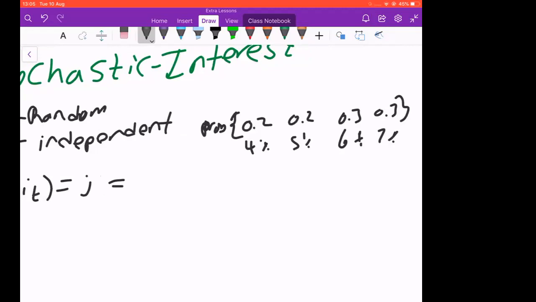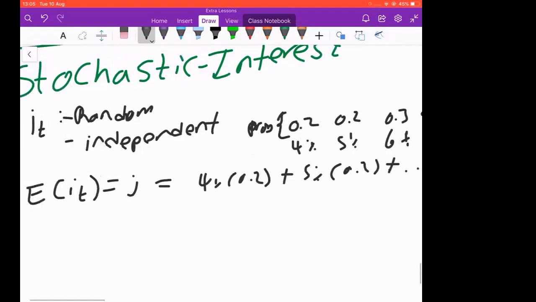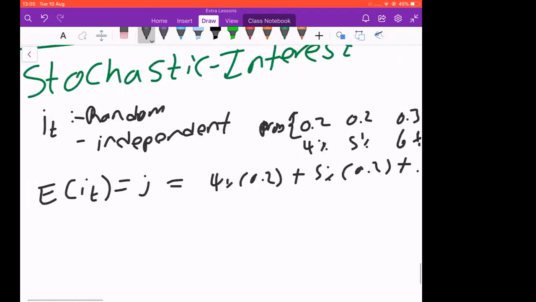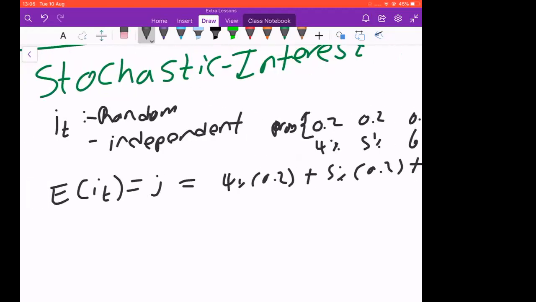So this is how they find their answer. It's going to be 4% times 0.2, 5% times 0.2, and then you do the same for the others as well. So this is what they mean by j. That value is going to be j, your expectation of your interest rate at time t, right?